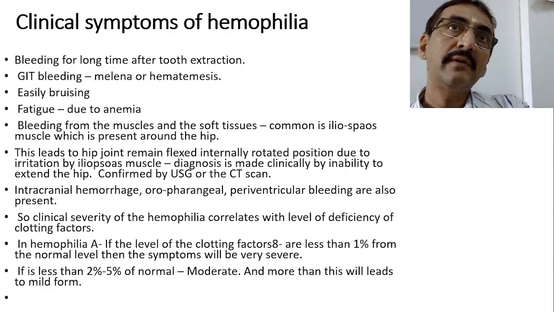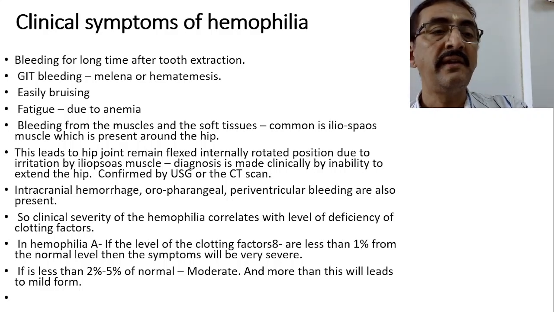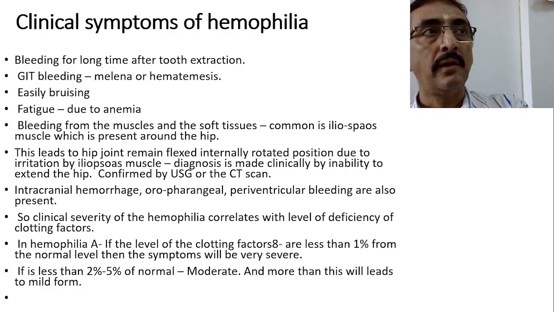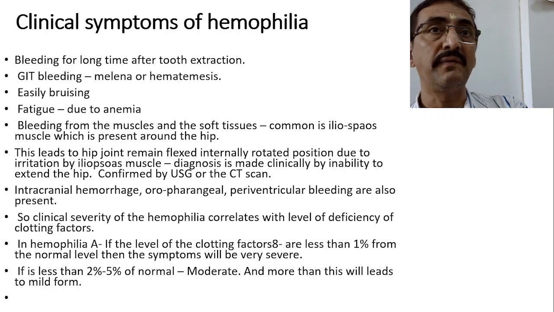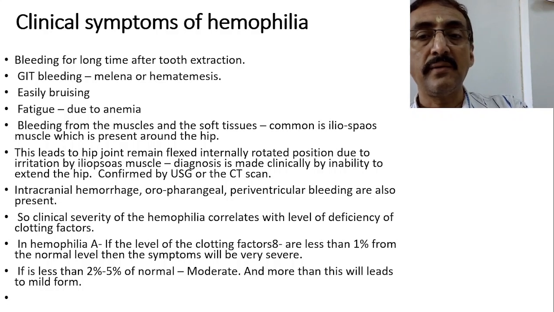Now one more spectrum of the symptoms is intracranial hemorrhage, which is quite dangerous, and oropharyngeal and periventricular bleeding are also present. So clinical severity of hemophilia correlates with the level of deficiency of the clotting factor. How much is the level of deficiency of the clotting factors? Depending upon that, it will be there.